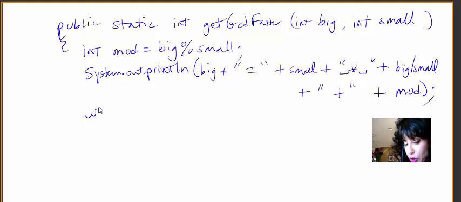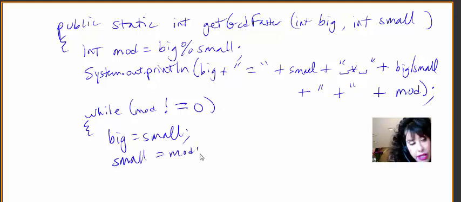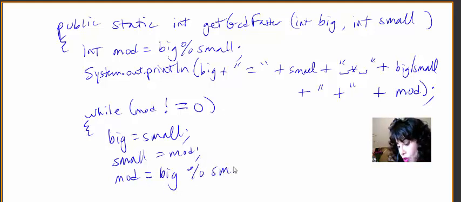Now we begin the while loop. So while the mod, the remainder, is not equal to 0, keep repeating this process. So what is the process? Well, the new big will be whatever the small was, and the new small will be that modulo. And then after you do that, you have to recalculate your modulo. So the new mod is going to be this new big mod the new small.